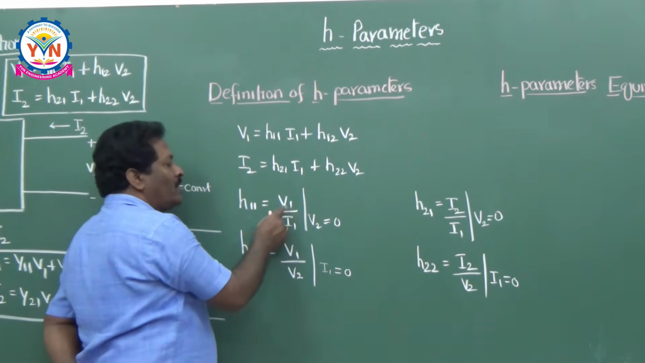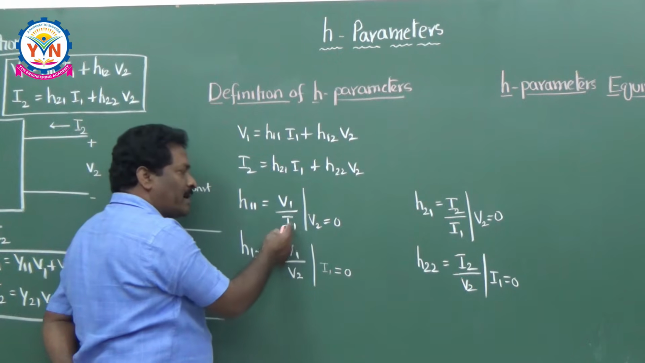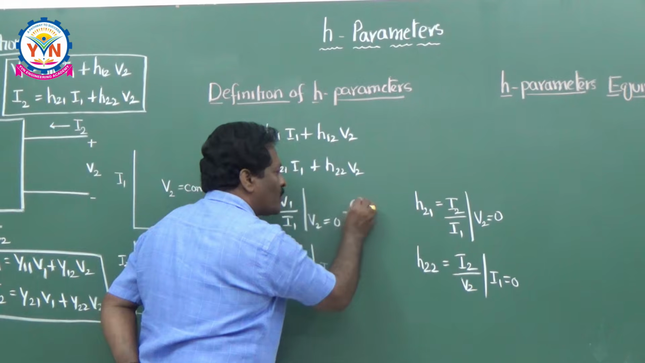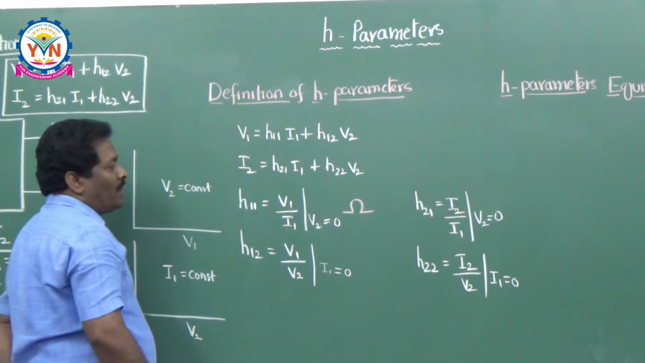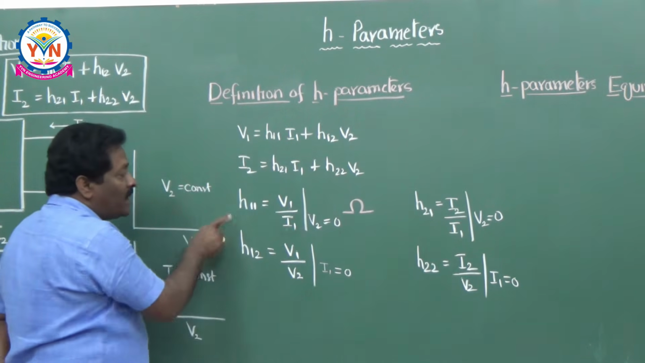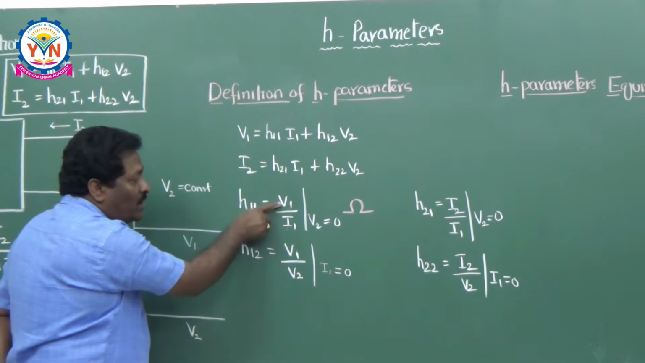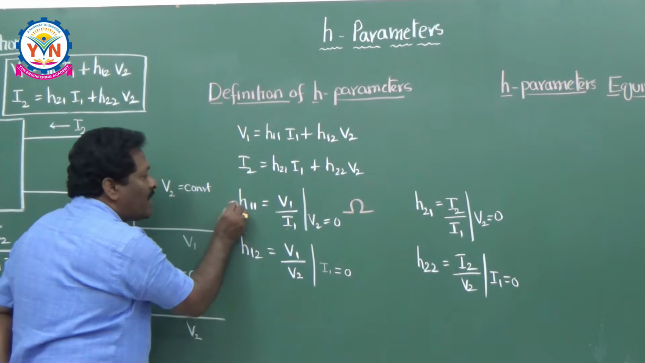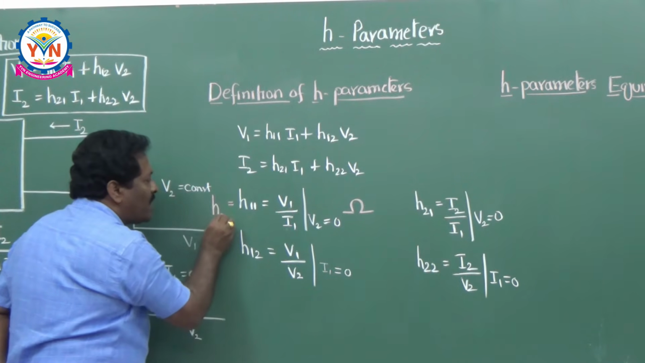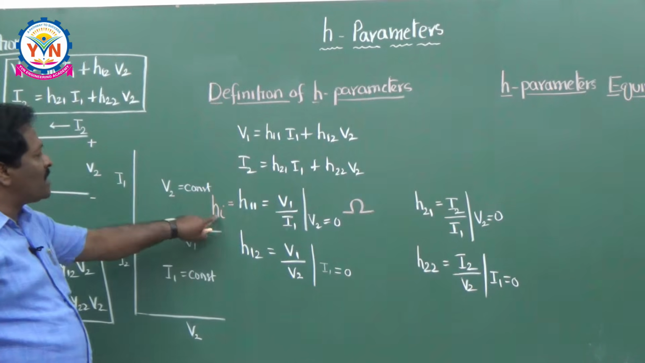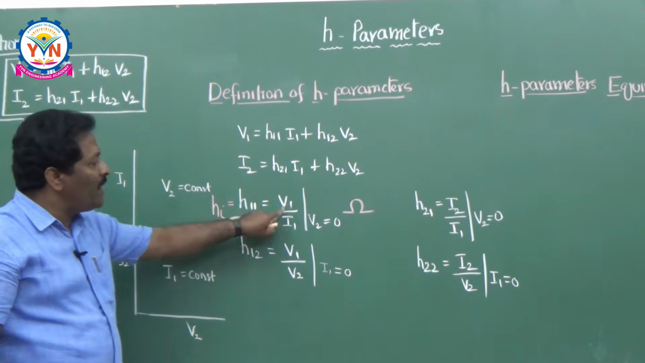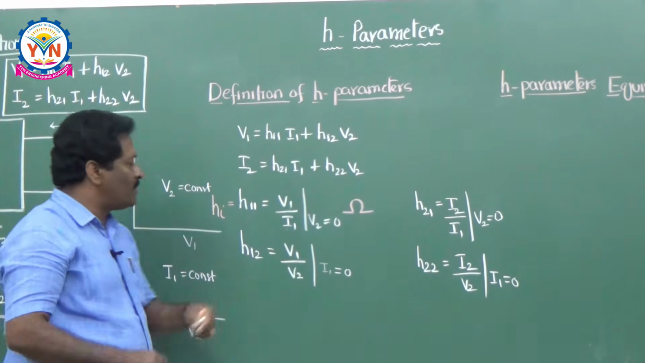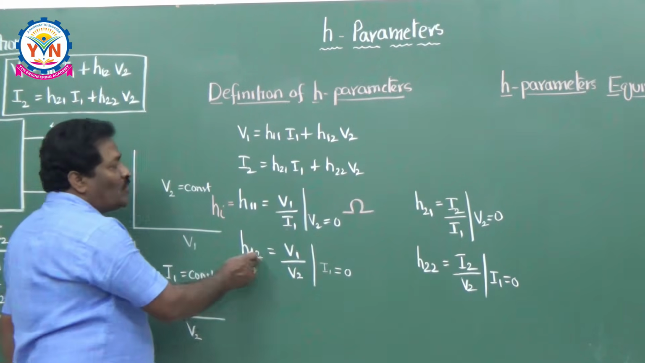So now what exactly it is? H11 is equal to V1 by I1. Voltage by current means it is a resistance. What is the unit of resistance? Ohms. So the unit is ohms. That means it is the ratio of input voltage to input current, means input resistance. So this can be called as in our transistor HI. HI means input resistance is equal to V1 by I1 when V2 is equal to 0. The unit is ohms.